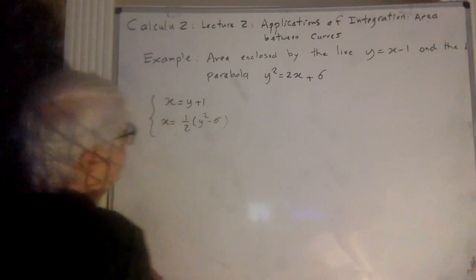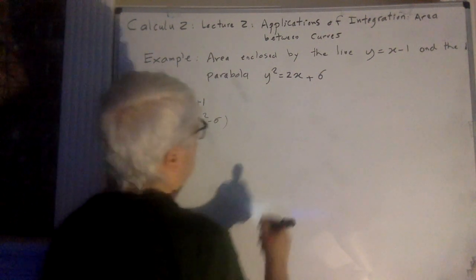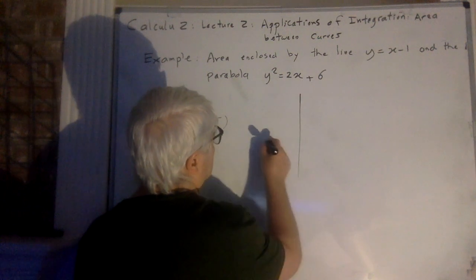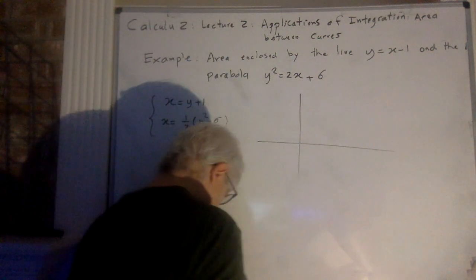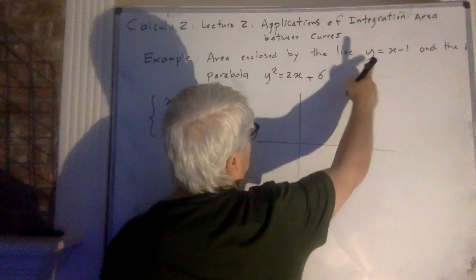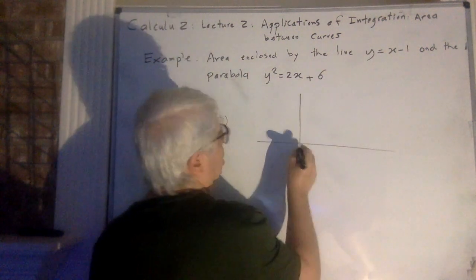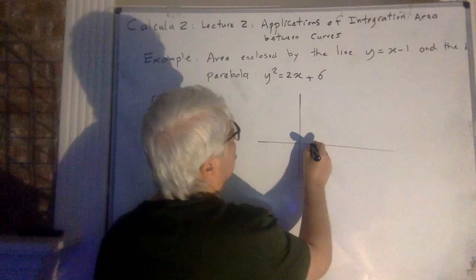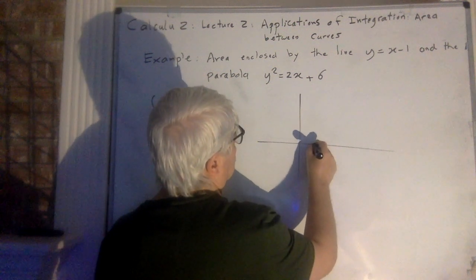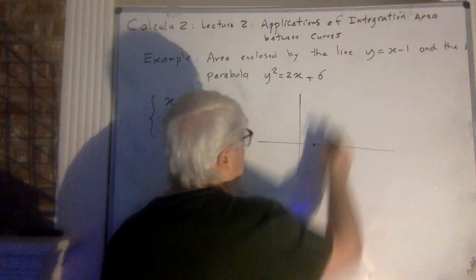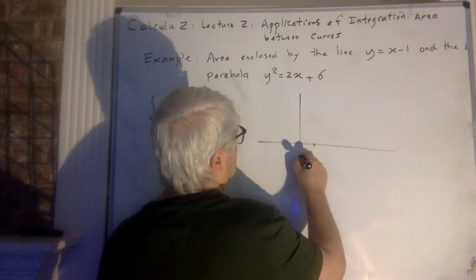I have to find the intersection of these two curves. Let me first graph them. The graph of these two is like this. For y equals x minus 1, the x-intercept is 1, and the y-intercept is minus 1. So it goes through these two points.